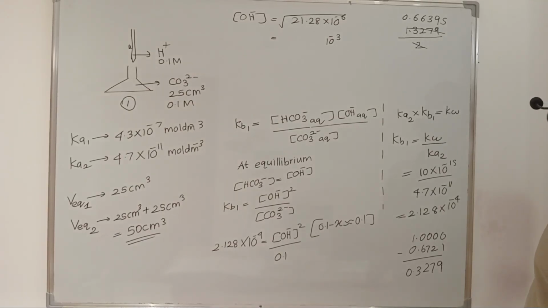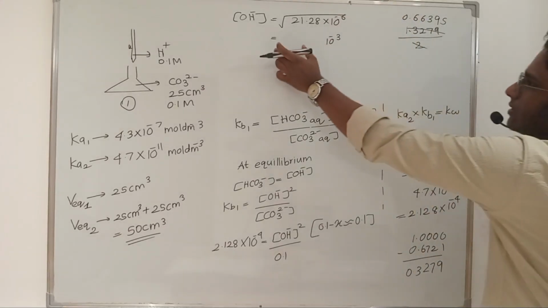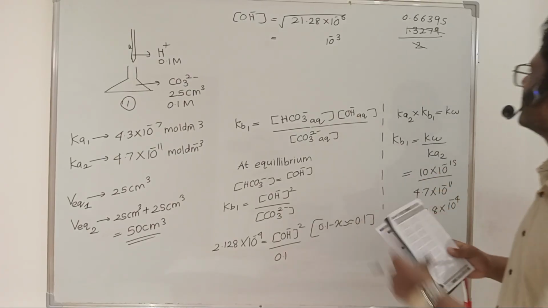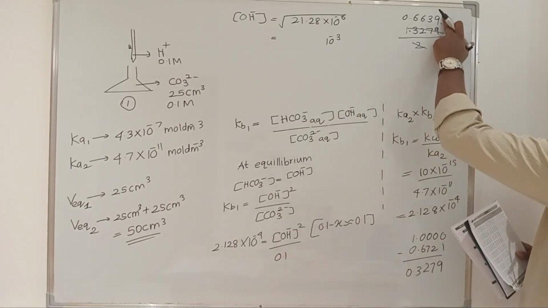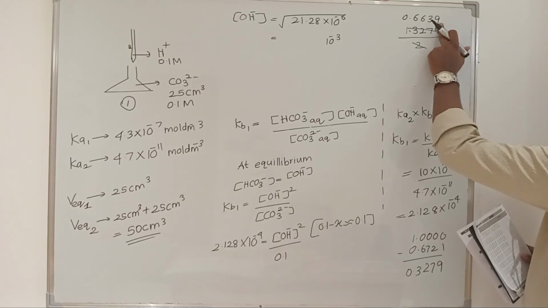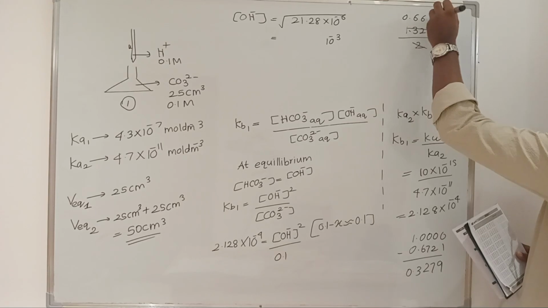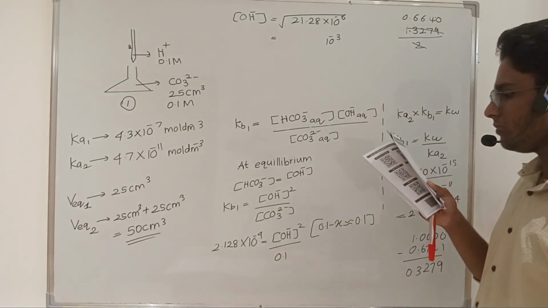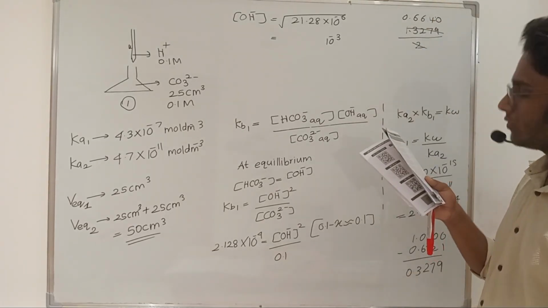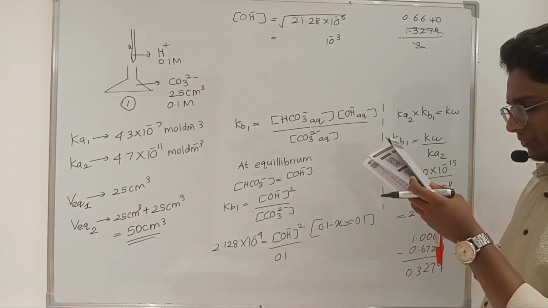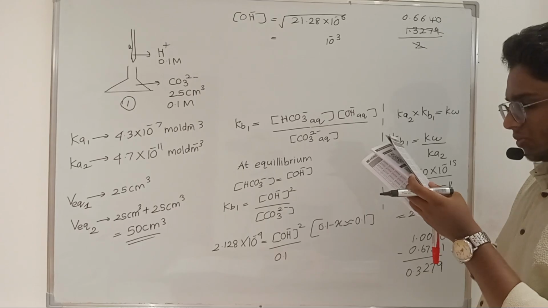I have to find the antilog of this. That is the OH minus concentration. What is the antilog of 0.66395? I can round it off as 4.613, so the value is about 4.613 into 10 to the power minus 3.